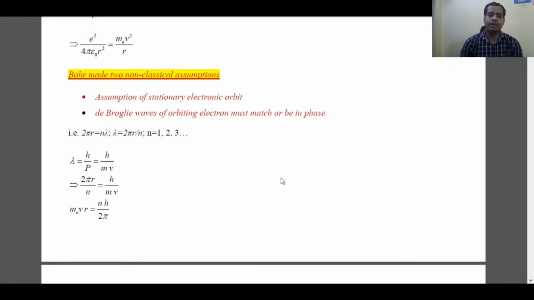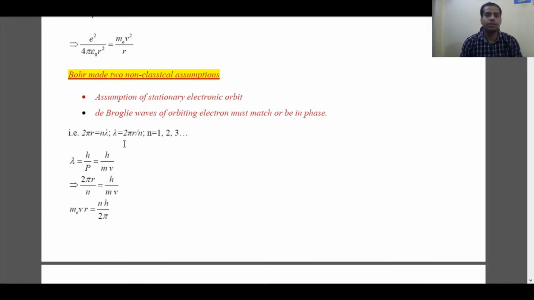The second non-classical assumption was that the de Broglie waves of the orbiting electron must match, or must be in phase, meaning the wave character of the electron must be matched with each other. When that happens, the circumference of the orbit is 2 pi r, and for those waves to be in phase, that 2 pi r must be equal to n lambda. So lambda comes out to be 2 pi r by n. n can be 1, 2, 3. These are orbit numbers or energy states.